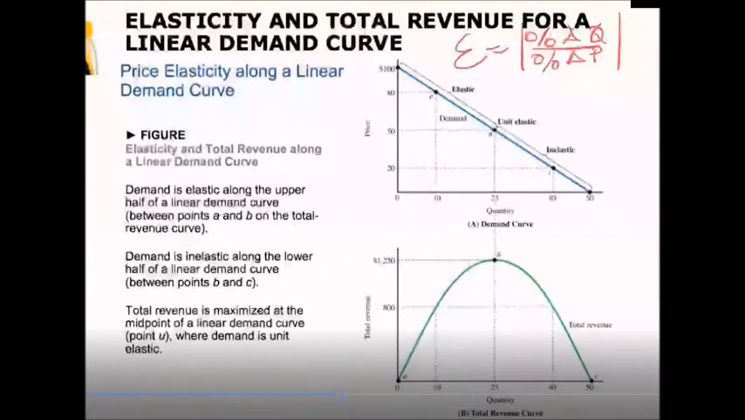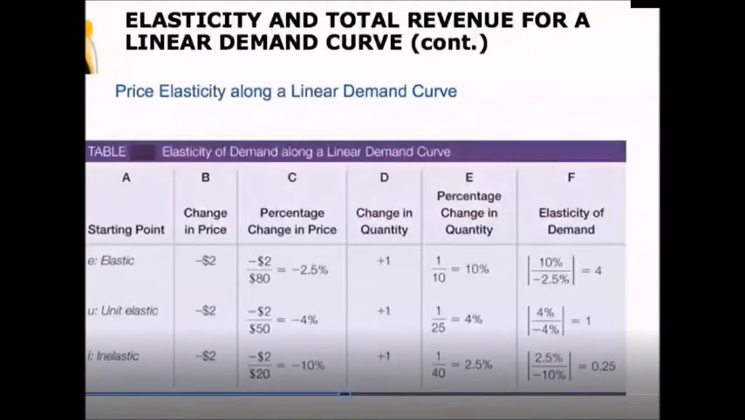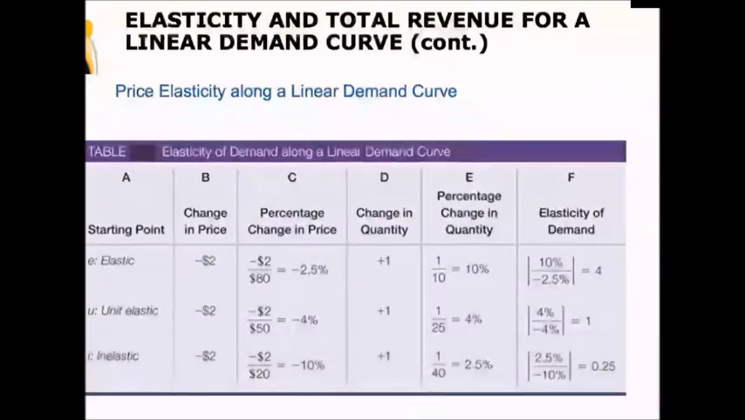Now let's look at some examples. Suppose we look at the price elasticity along a linear demand curve, and we're going to look at the same percentage change, the same dollar change in price and the same unit change in quantity everywhere on this demand curve. So if we look at our demand curve, and it's a linear demand curve, and we look at the same unit change in price and quantity between two different points, several places on the demand curve, we can look at what our elasticity of demand turns out to be.